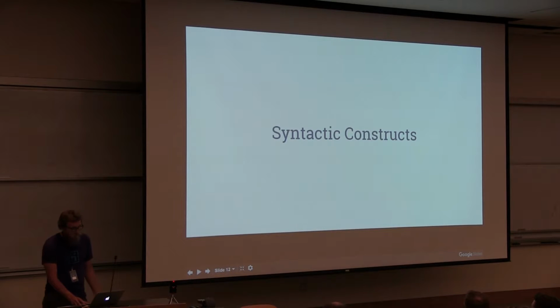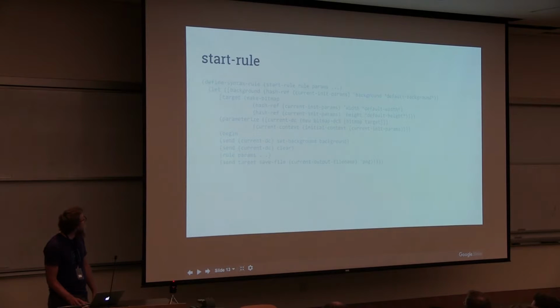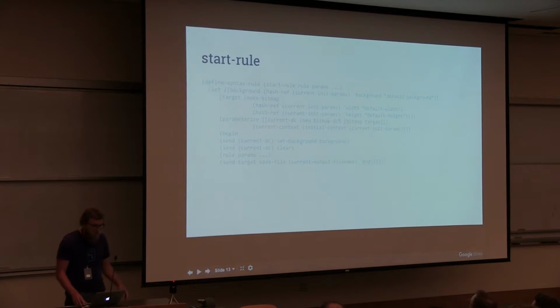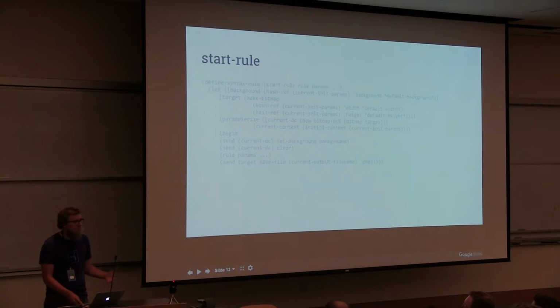So there were 3 syntactic constructs that we saw before. The first one, you don't have to worry about the code. It's there just because it looked blank otherwise. But there's start rule. What start rule does is it's kind of the main part of the program. And it macro expands into something that will set up a graphics context and set up some parameters that the primitive functions will use to draw a circle or a square or whatever. And then it actually just runs the function that was defined for it.